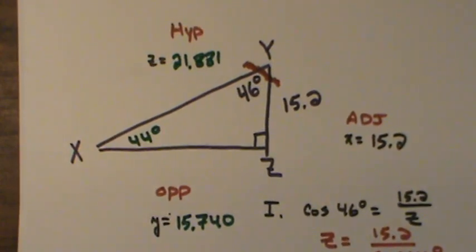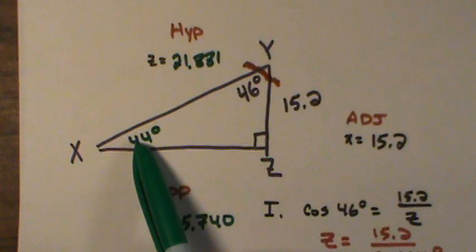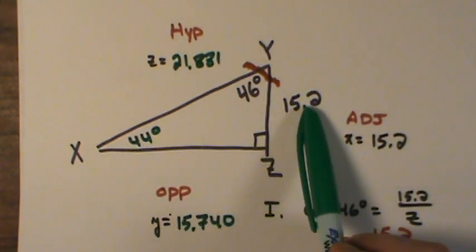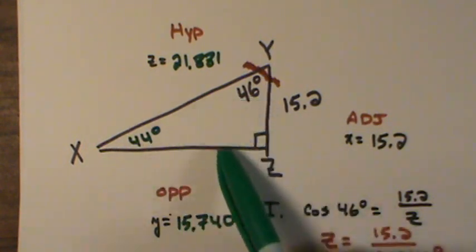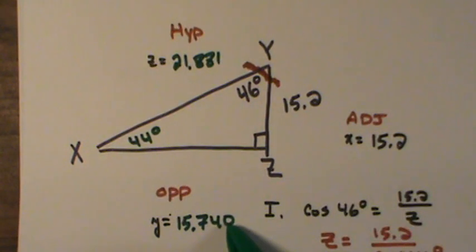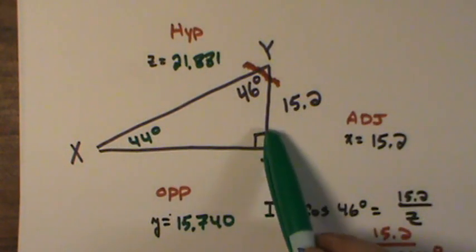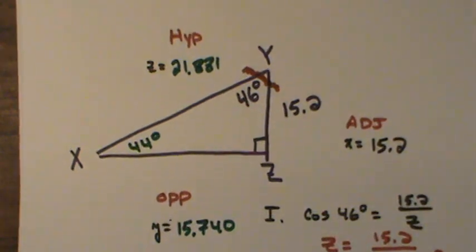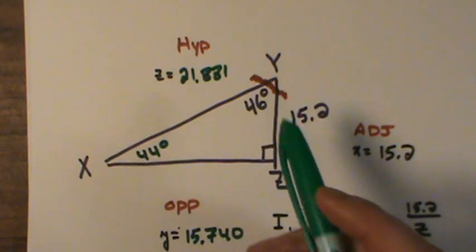There should be a type of ratio or proportion that's running on here. If this is my smallest angle at 44 degrees, this is my smallest side at 15.2. 46 degrees, pretty close to 44, opens up to a 15.740, which is close to the 15.2. That wasn't really a surprise there. And then your biggest angle, 90 degrees, was opening up to the biggest side. There's a second example on how to use trig to solve right triangle trig.